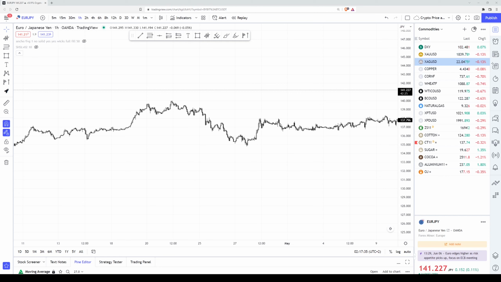Good evening everyone. Today we will give an introduction to TradingView, the platform, to what it is and to how you can use TradingView to better your trading.